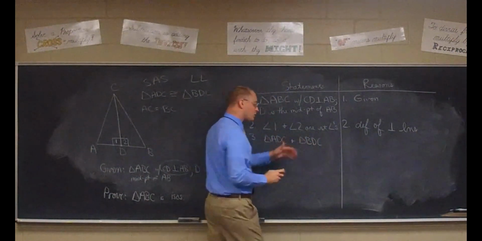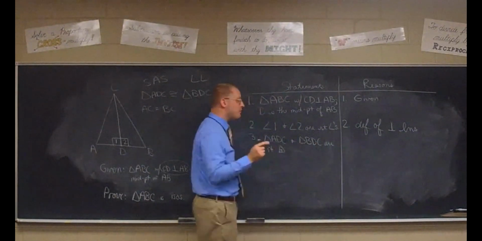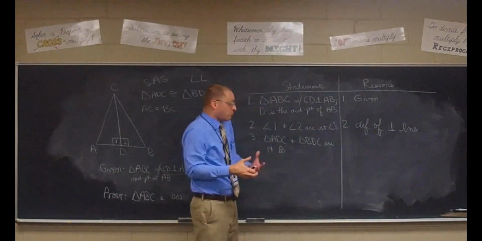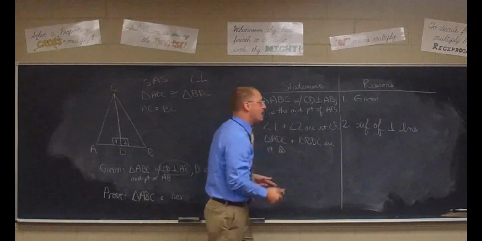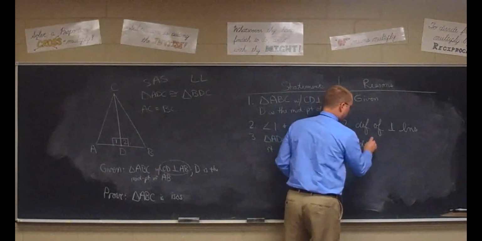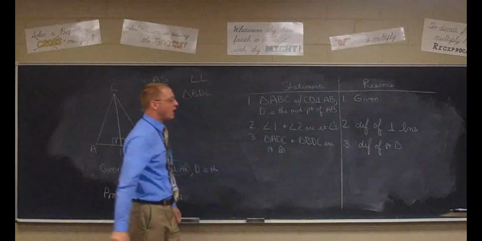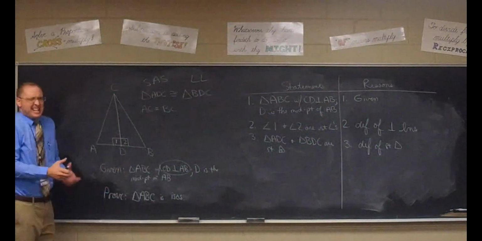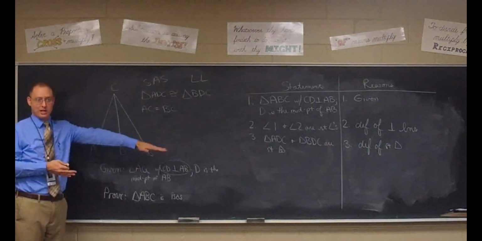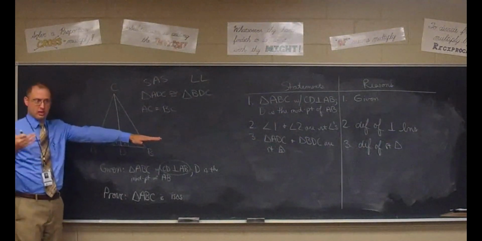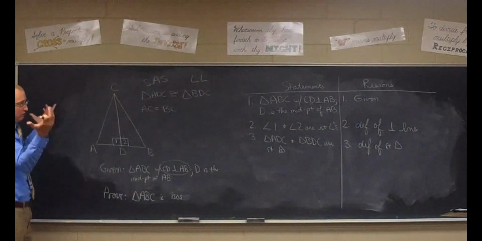Triangle ADC and triangle BDC are right triangles. I know they are because that's what a right triangle is: a triangle with a right angle. It's a triangle, it's got a right angle, it's a right triangle. Definition of right triangle. Starting to see when to use definitions? When it defines what something is, that's your definition of.